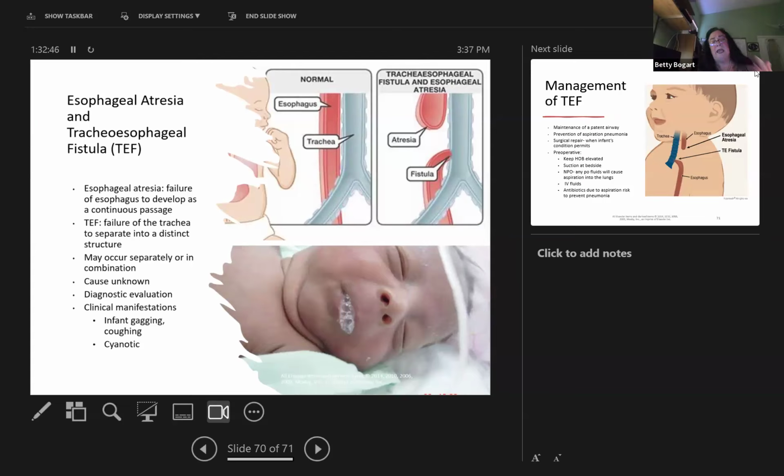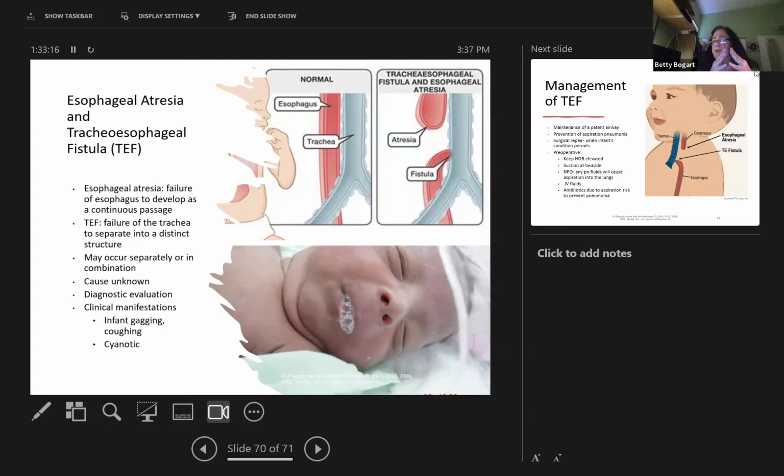Another thing that can happen, sometimes separately, is something called a tracheoesophageal fistula. So, what is that? It's the trach. Your trach is connected to your esophagus. There's a tube or a fistula. So if you eat foods or milk, it's going to go across the fistula into the lungs. Our biggest concern is aspiration.